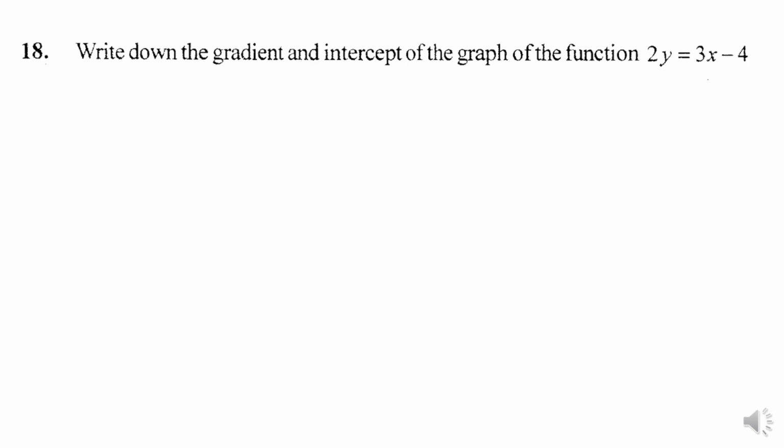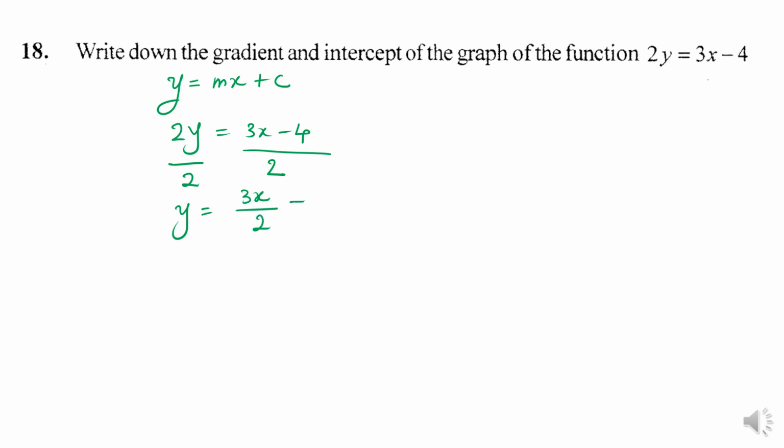Write down the gradient and intercept of the graph of the function 2y equals 3x minus 4, and for that we have to arrange this function as y equals mx plus c. So we have 2y equals 3x minus 4. To make this y, we divide by 2 here, and we divide this also by 2 here, right? And then we get y equals 3x divided by 2 minus 4 divided by 2, and then 3 divided by 2 x minus 4 divided by 2 equals y.